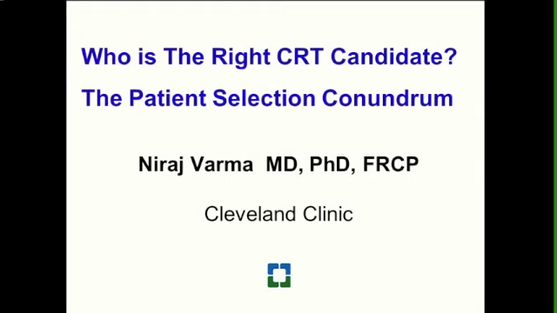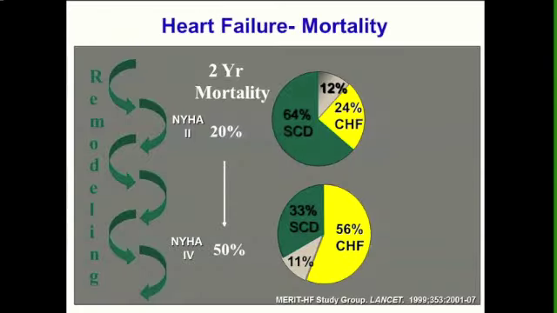So I'm going to try and identify who is the right CRT candidate. This really is a patient selection conundrum, and it's becoming more and more interesting as well as more and more difficult. So what are we trying to do here? We're trying to address heart failure mortality. And as the left ventricle remodels and dilates, ejection fraction drops, functional class deteriorates, mortality increases. Ejection fraction less than 20%, functional class 4 has a 2-year mortality rate of almost 50%.